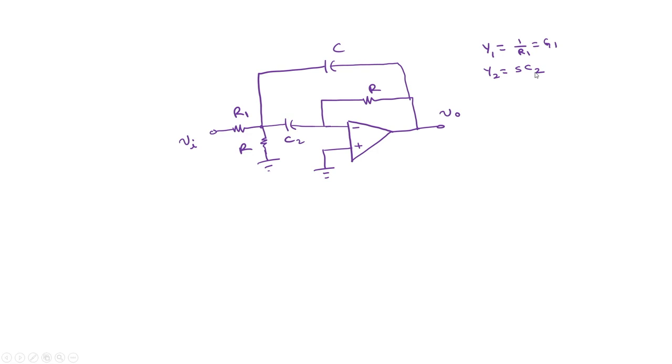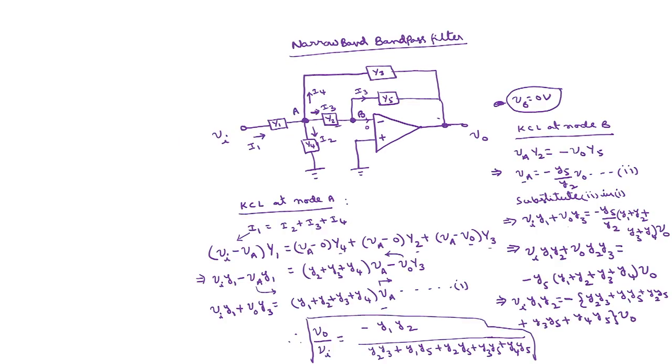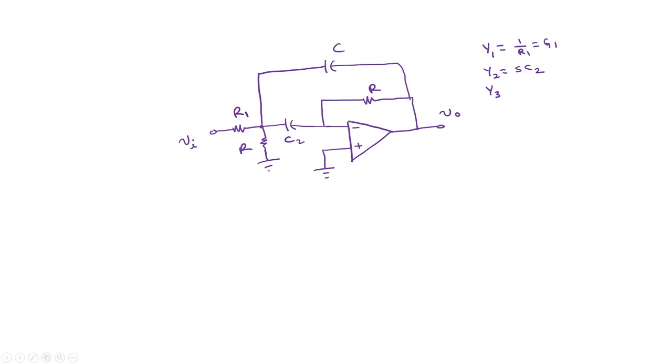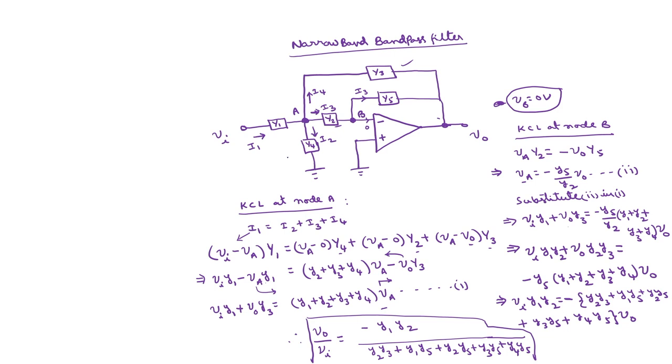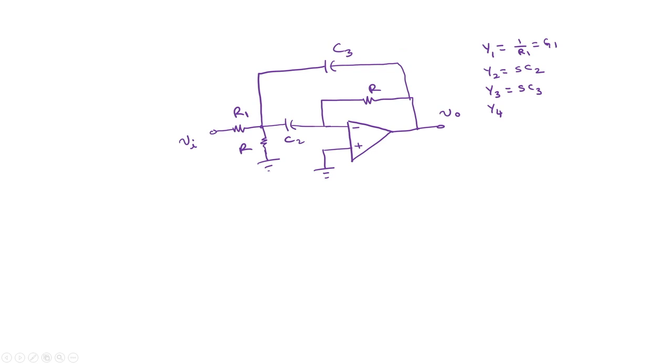Okay, this is admittance. And y3, what is y3? This one is also capacitance, so this is equal to s, if I call this as C3, sC3. And y4 is nothing but this, and this is y5. So you call this one as R4, R5. So y4 is 1 by R4, which is G4, and y5 is 1 by R5, which is G5.